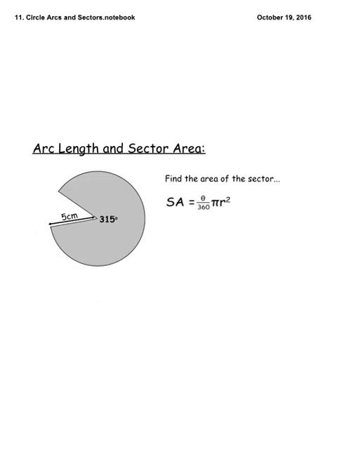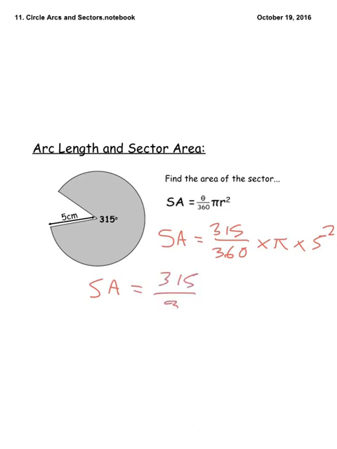Sector area is found using the formula sector area equals theta over 360 pi r squared. So in this case, our working is going to look like sector area is equal to 315, the angle at the center, divided by 360 times pi times 5 squared. That's the size of our radius. I could rewrite this to tell me what 5 squared was. So 315 divided by 360 times pi times 25.